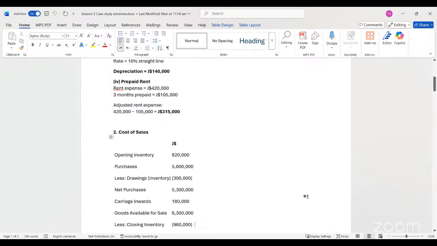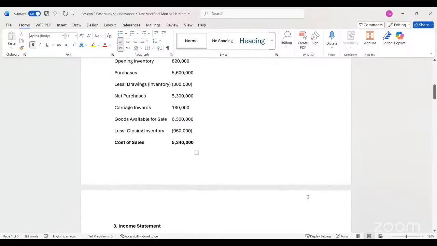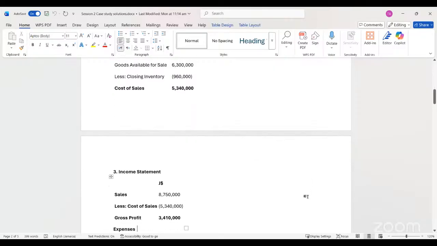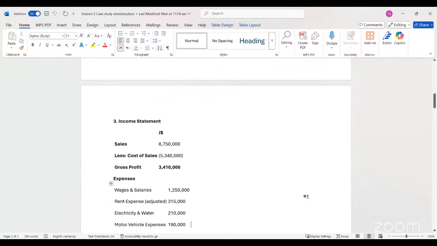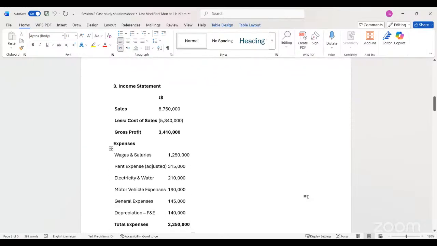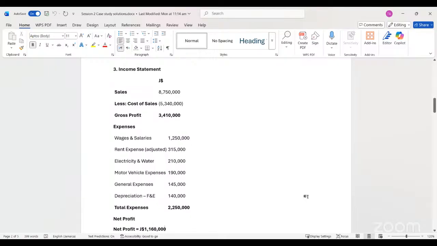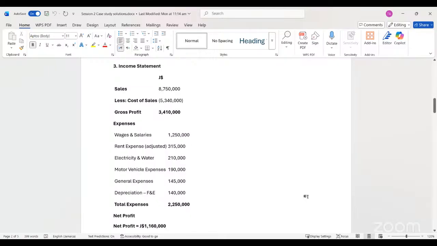Your cost of sales would have been your opening stock, add your purchases, less your drawings, then add your carriage inwards, less your closing stock. Again, it doesn't matter the order, as long as y'all get the right profit, and that's all I'm concerned about. So sales, less cost of sales, giving you gross profit, and then you dealt with all the needed expenses. The rent would have been adjusted because it was prepaid, and included depreciation. Then you get your net profit of $1.1 million, 1,160.